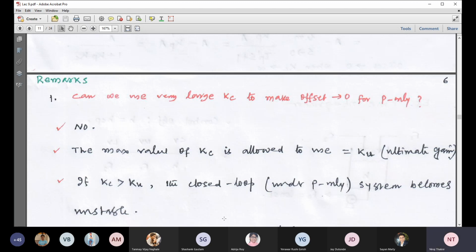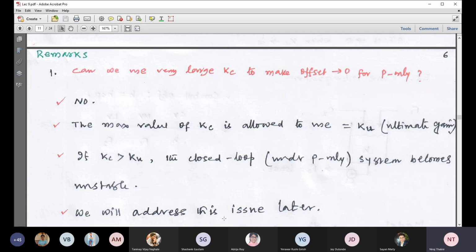If you recall the plots I have shown, if we increase the Kc value, we get a more oscillatory response. So if Kc increases, the amplitude of the oscillation gets increased. By that way, we can have some instability problem. That's why we cannot take a very, very large Kc value.